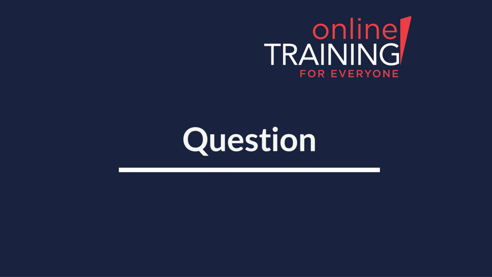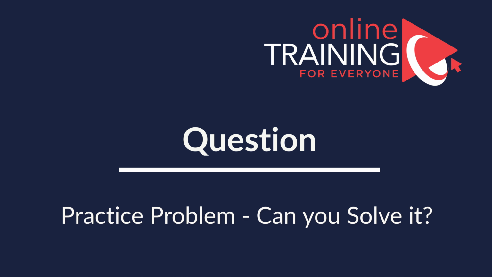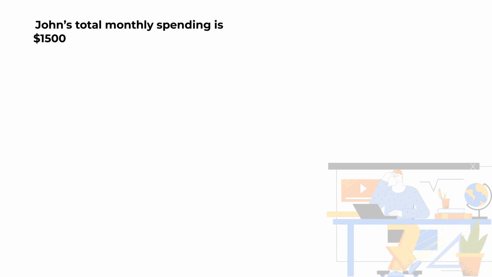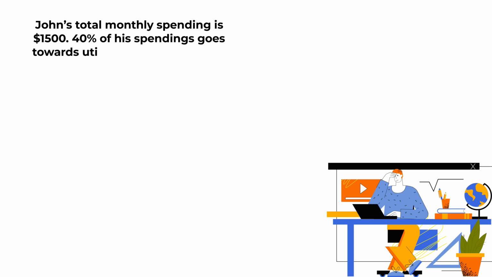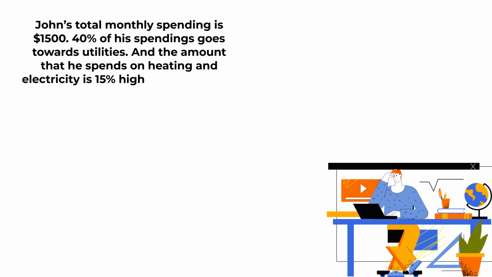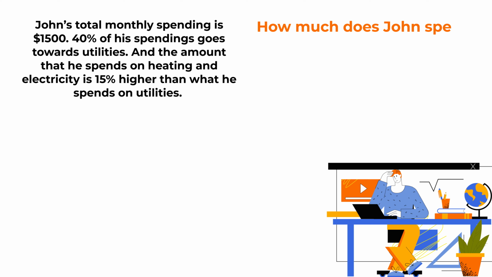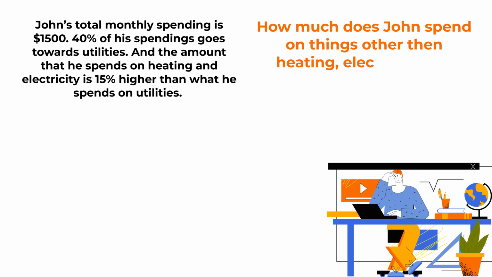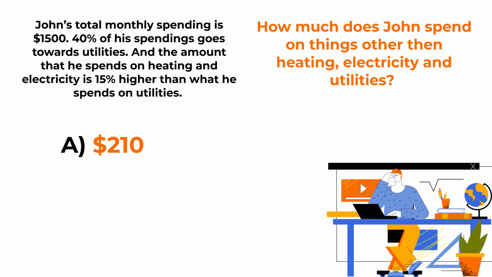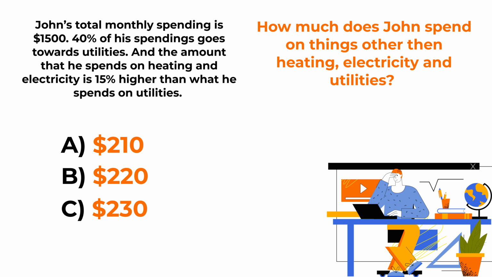Here's an interesting question you might easily get on the test. John's monthly spending is $1,500. 40% of his spending goes toward utilities, and the amount that he spends on heating and electricity is 15% more than what he spends on utilities. How much does John spend on things besides heating, electricity, and utilities? You're presented with 4 different choices. Choice A, $210. Choice B, $220. Choice C, $230, and choice D, $240.